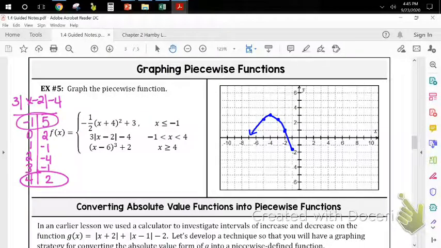So -1, 5. 0, 2. Whoops. Wrong way. Sorry about that. 0, 2, 1, -1, 2, -4, 3, -1, and 4, 2. That's an open circle. And then I'm going to connect those points. And then the last one there.